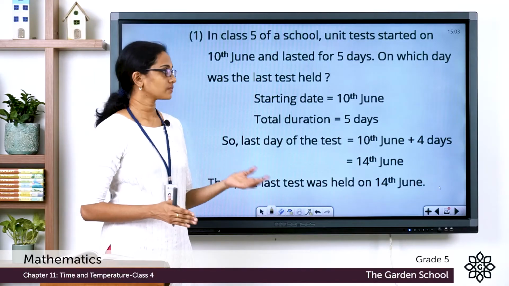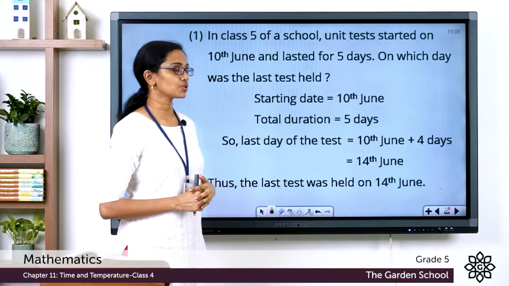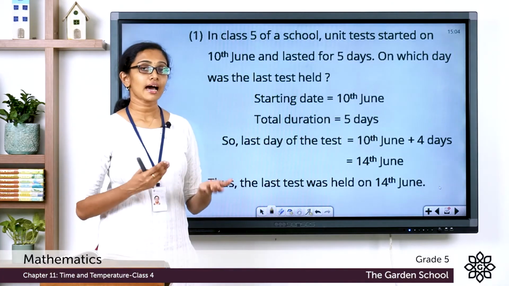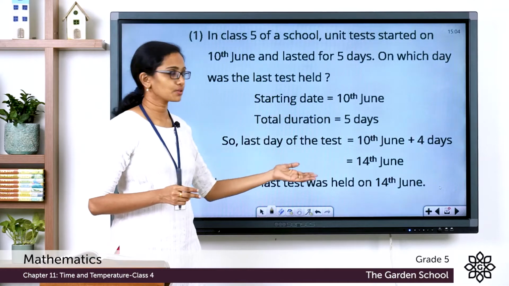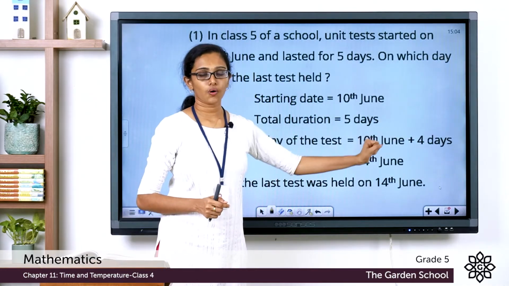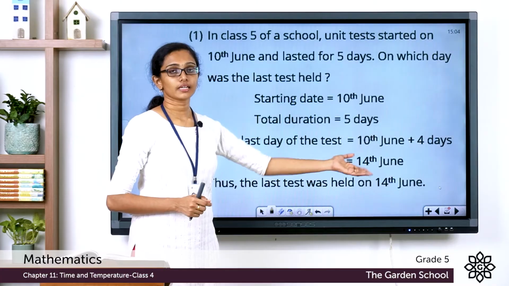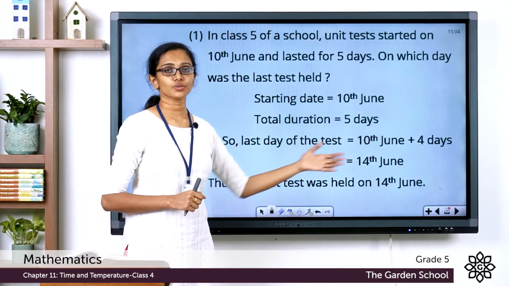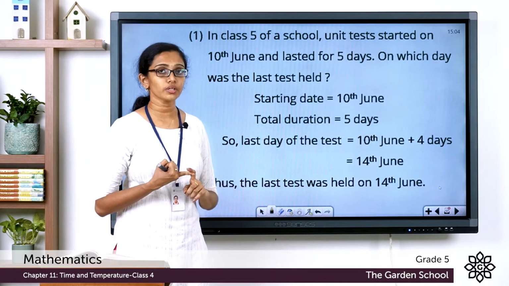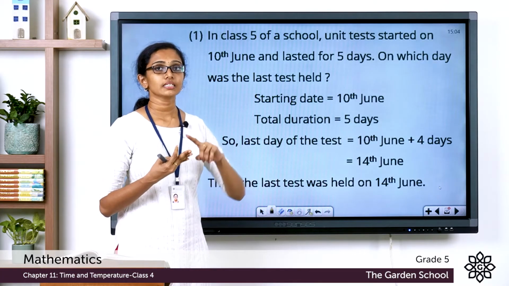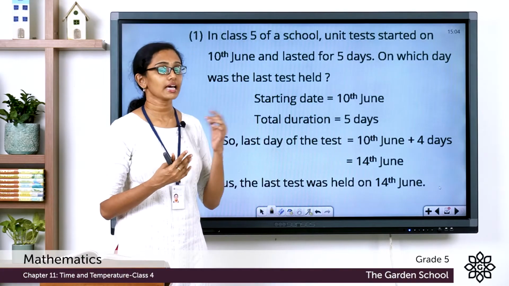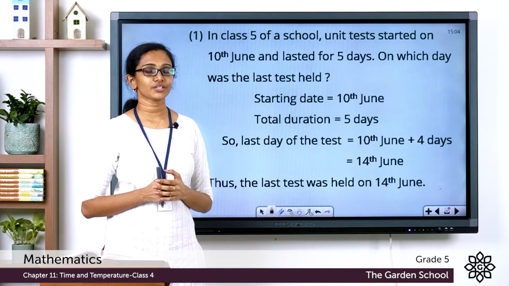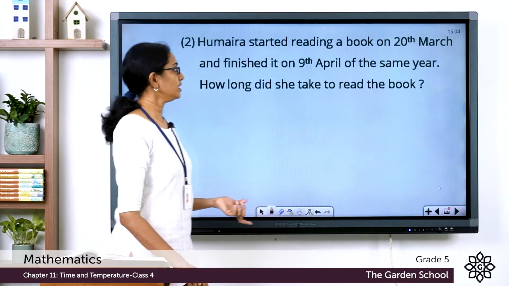The starting date of the test was the 10th of June. The total duration of the unit tests was 5 days. So the last day of the test is equal to the 10th of June plus 4 days, which is equal to the 14th of June. So the last test was held on 14th June. It started on 10th of June, then on 11th, 12th, 13th and 14th, 5 days, and the test got over on 14th of June. So I hope this is clear to you. Now we'll see the next example.